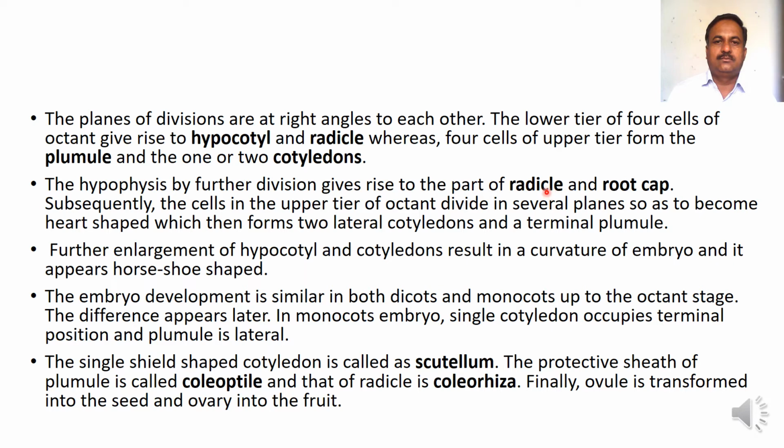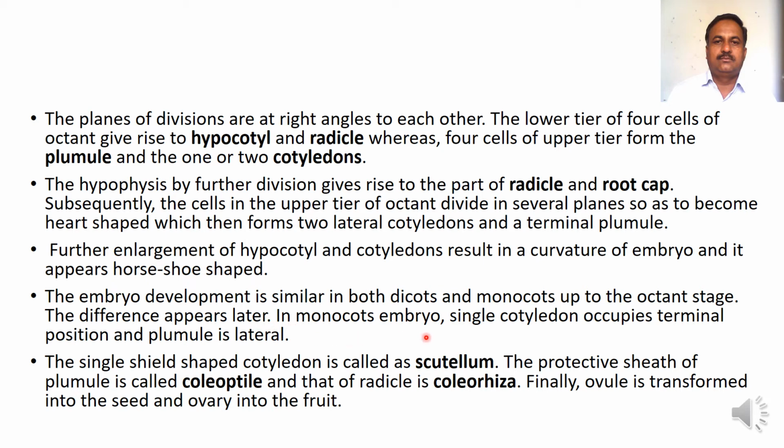Subsequently, the cells in the upper tier of the octant divide in several planes so as to become heart-shaped, which then forms two lateral cotyledons and a terminal plumule. Further enlargement of the hypocotyl and cotyledons results in curvature of the embryo and it appears horseshoe-shaped. The embryo development is similar in both dicots and monocots up to the octant stage. The difference appears later on.